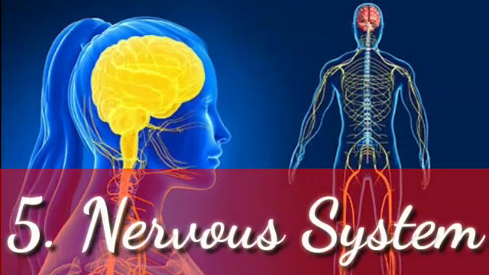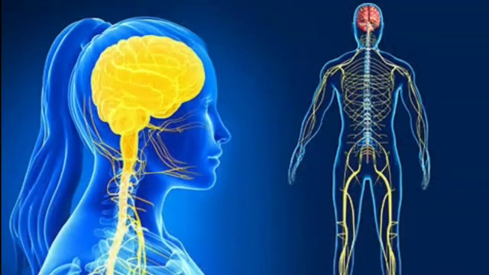So, the nervous system is a network of specialized cells called nerve cells, and the nerve cells are called neurons. So, the neurons act as a communication link between various parts of our body.